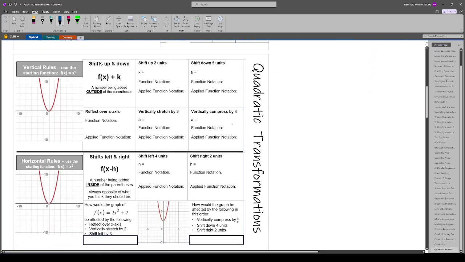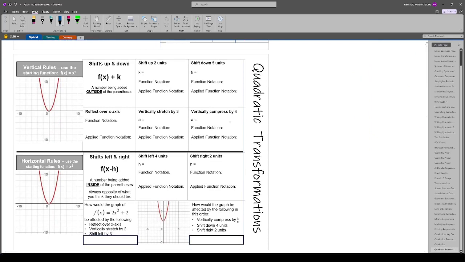So let's look at a few example problems for all of these. We're going to go through one of every kind of thing here, and we're always transforming our parent function, f of x equals x squared. So shifting up and down, the number is added or subtracted outside the parentheses. If we want to shift up by 2, then k is equal to 2. Our function rule says g of x equals f of x plus 2 outside the parentheses. And our applied function would be g of x equals our original function, x squared, and then plus 2 added on to the end there.